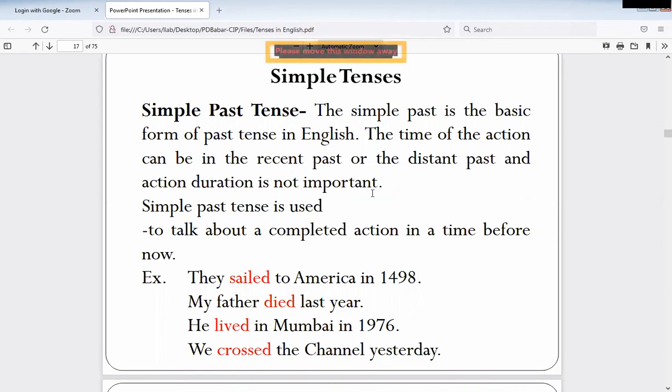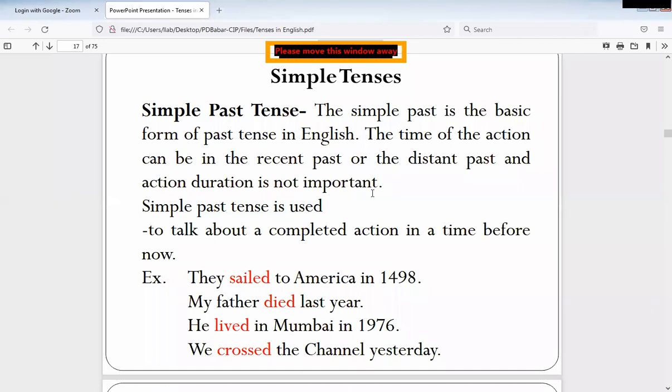For example, millions of years ago the dinosaurs lived on the earth. We have a habit of listening to this sentence. That is called the distant past, which is very far from this recent or real time. It has a very large time span. That action happened a large time span ago, and that's called the distant past.